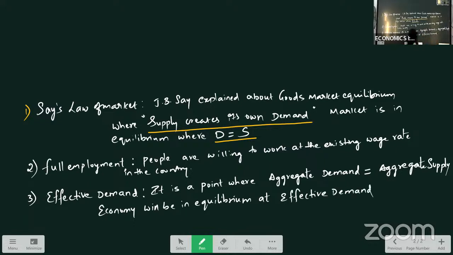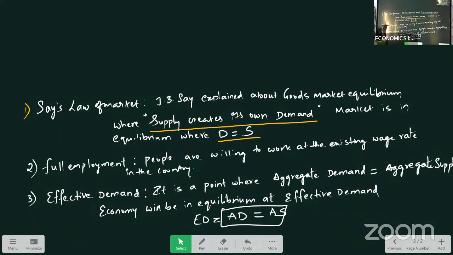At effective demand, you can write: effective demand is where aggregate demand is equal to aggregate supply. That is called effective demand. What is effective demand? It is a point in the economy where the total demand is equal to total supply. At this point, the economy will be in equilibrium. So that concept is called effective demand.